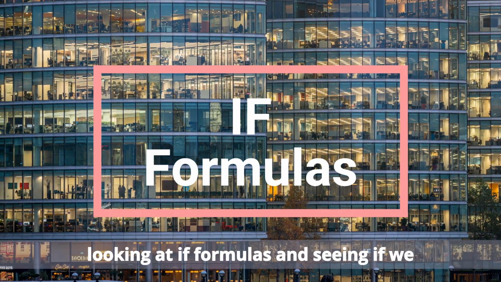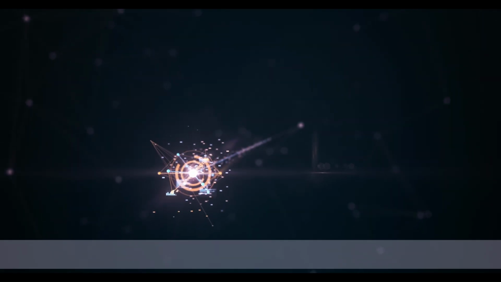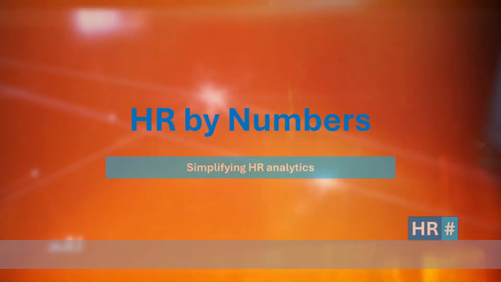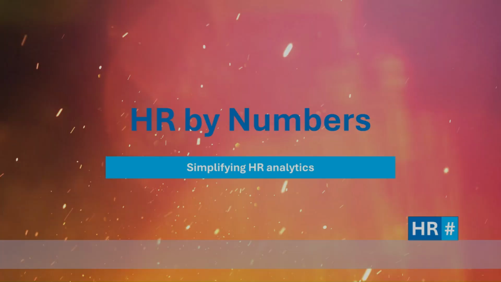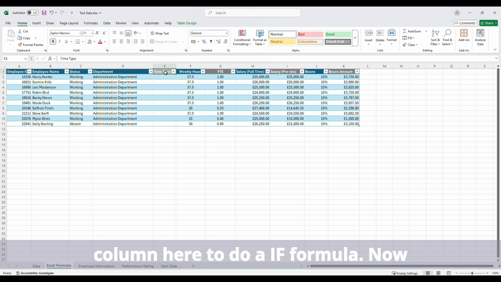This week, we're going to be looking at if formulas and seeing if we can make sense of them. So let's jump into our spreadsheet. I'm going to use the time type column here to do an if formula. Now, an if formula is a formula that will give you a value dependent on a rule or a circumstance that you put into Excel. So it's a very straightforward formula.